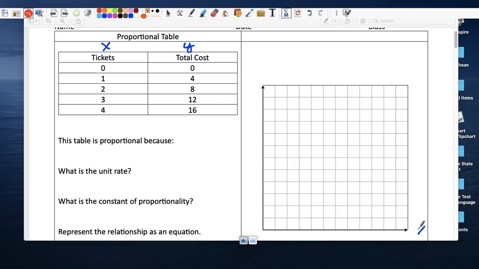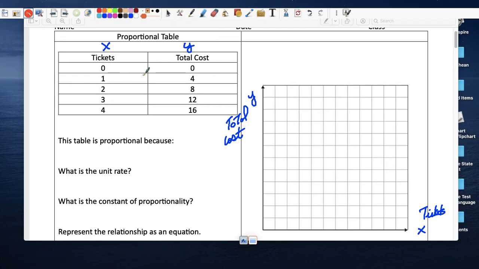So let me start filling in some of the things. My x-axis is going to represent the number of tickets sold, so all these numbers are going to be talking about the tickets. And my y-axis is going to be the total that you spend at movies, wherever you buy tickets. All right, so don't believe me when I say it's a proportional table. We have to prove it, right? So it's proportional.